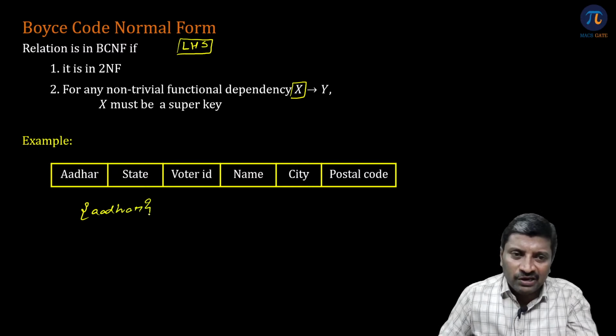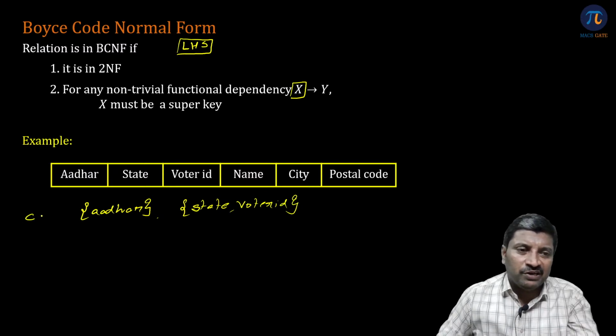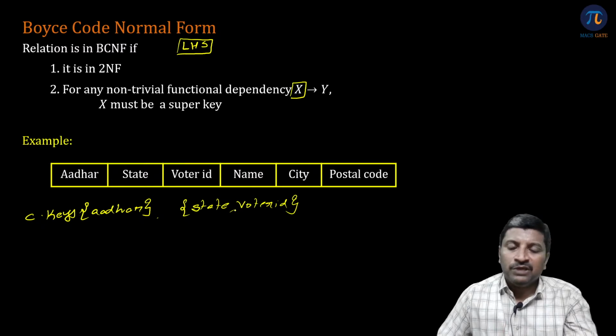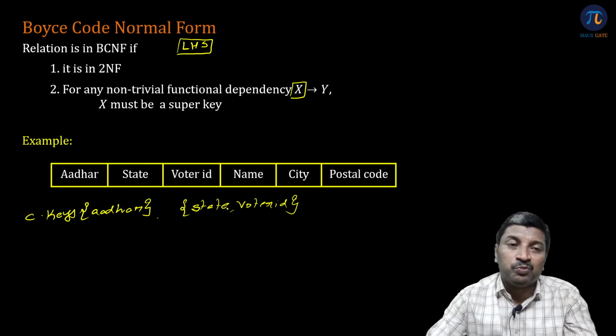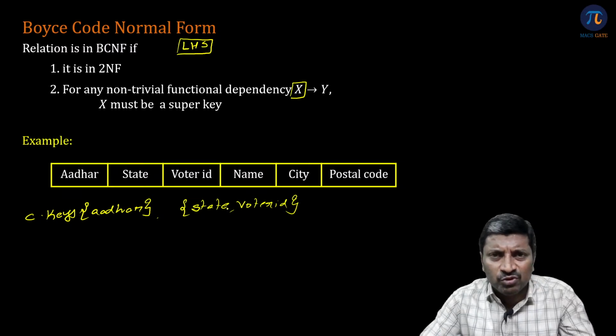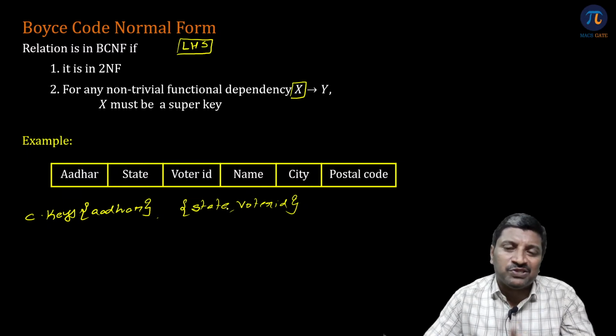Aadhaar is one candidate key. State, voter ID is one candidate key. So these three are the important persons, right? Now let us continue how to decompose with respect to BCNF. Whatever the duties 3NF does, the same will be carried out by BCNF also. But BCNF will punish some of the important persons also.